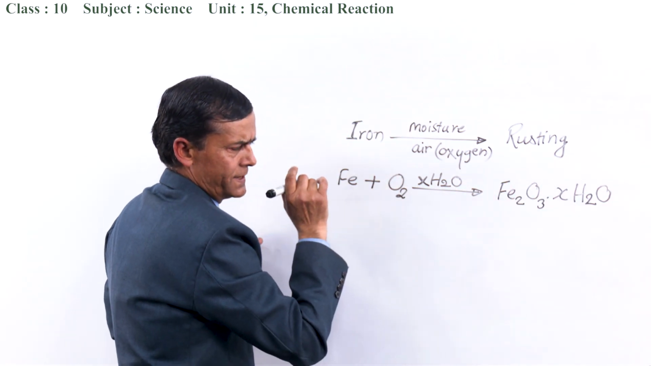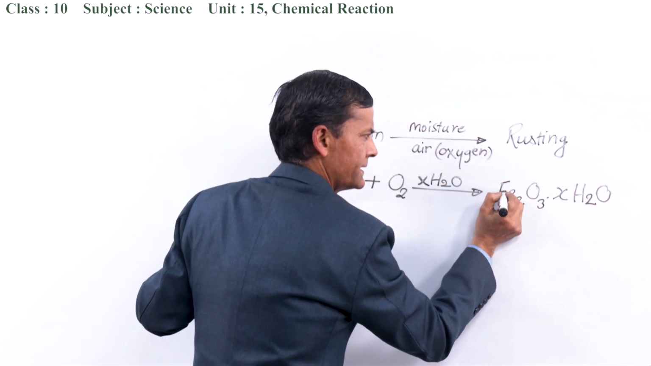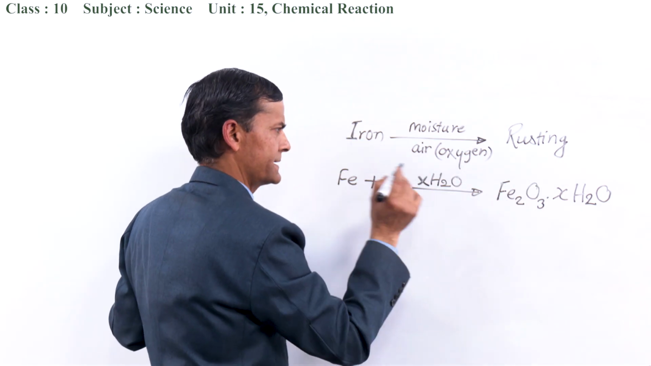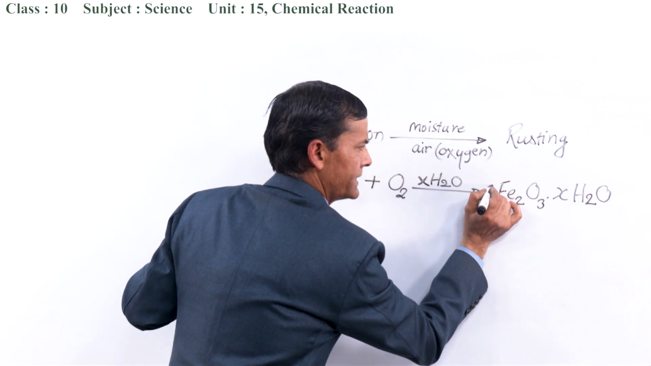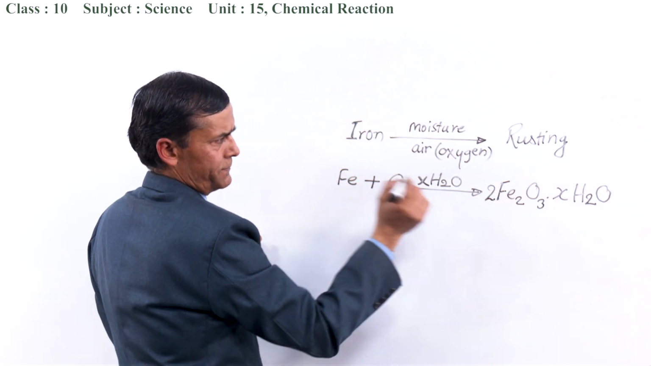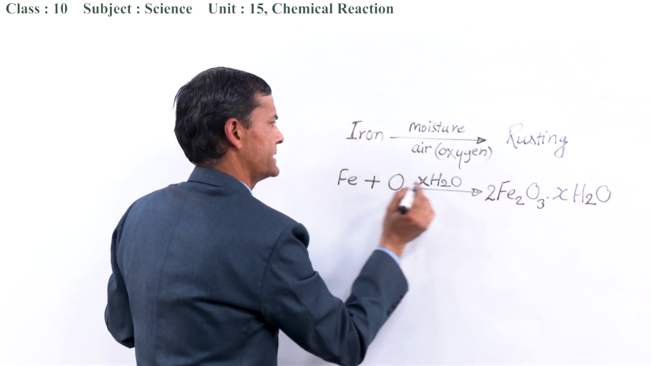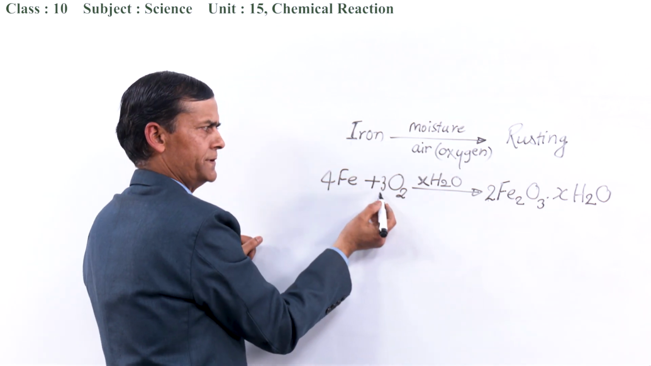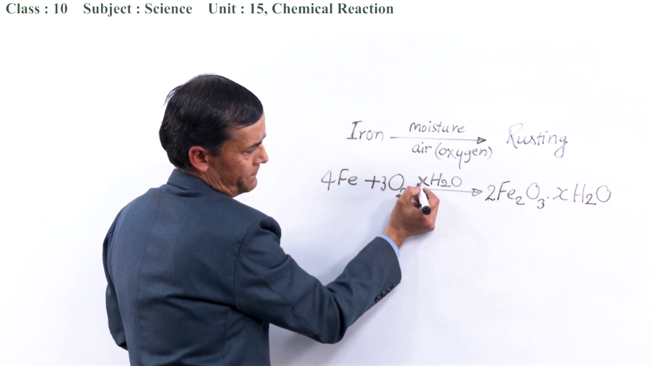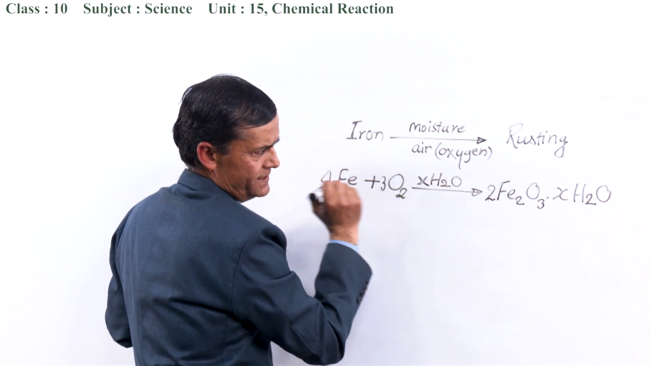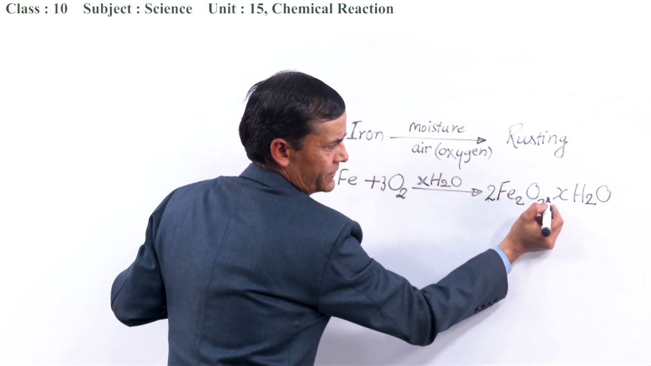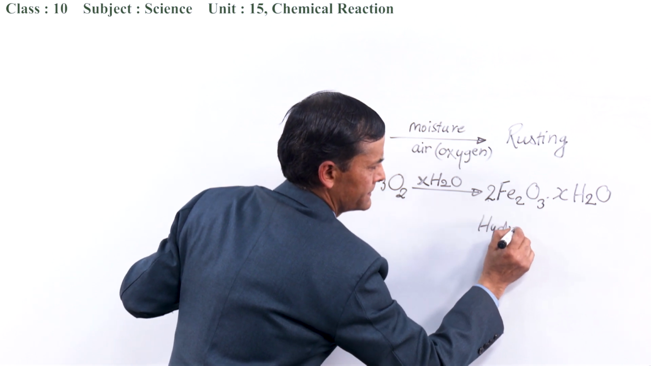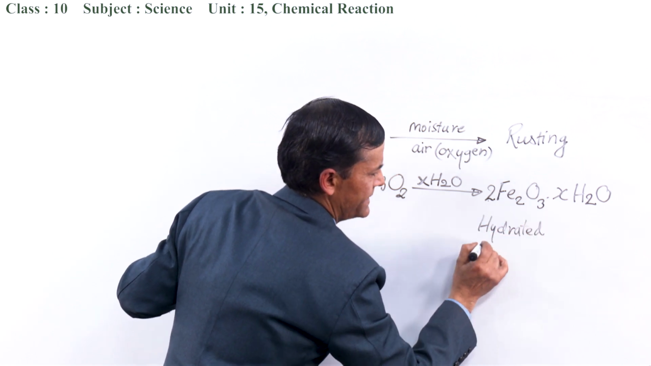Yes, this type of reaction is rusting of iron, isn't it? Rusting of iron involves this type of reaction. And when we balance the equation, look at here, 2 Fe2O3, here 2 3 are 6, 3O2, 2 into 2, 4. 4Fe plus 3O2 in the presence of water or moisture, 2Fe2O3·xH2O. This is hydrated ferric oxide.